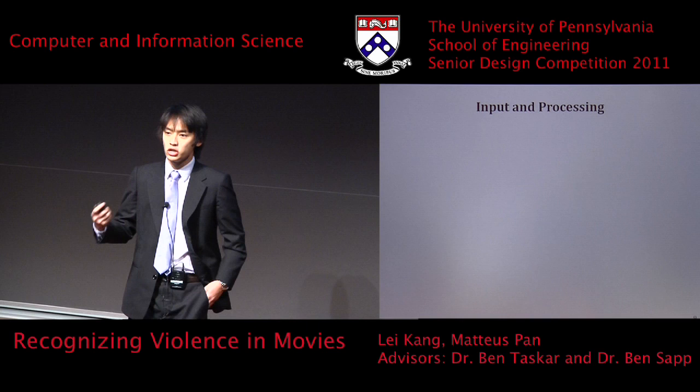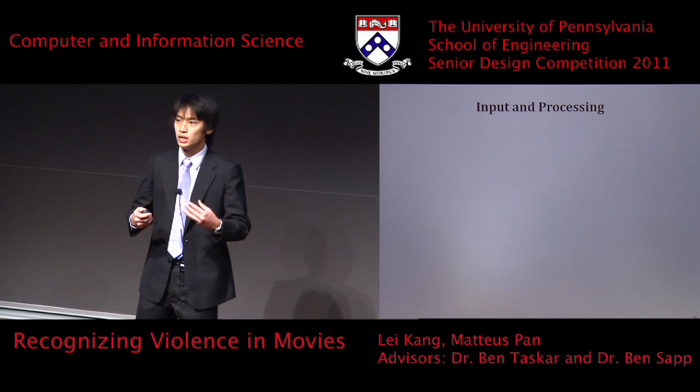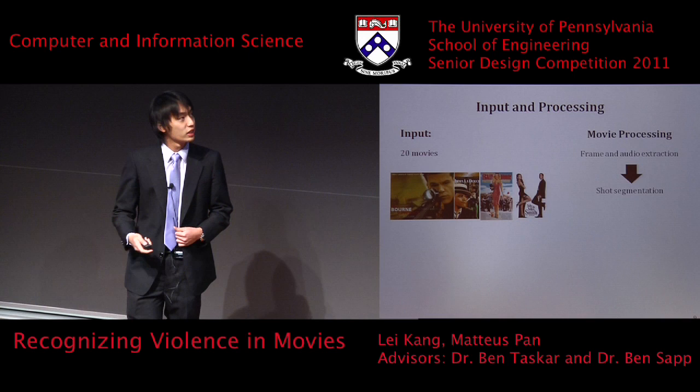So basically, before I talk about how we looked at all these individual feature sets, we're going to talk to you a little bit about the kind of inputs that we're working with. So we start off with a set of 20 movies, popular titles like Mr. and Mrs. Smith. And then what we do is we perform an algorithm called shot segmentation.